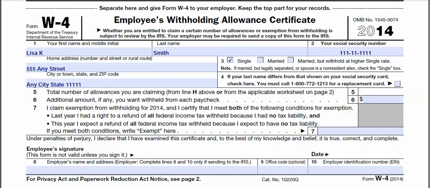So count the number of children and then count yourself, and then possibly count your spouse. So you could say if you have 3 children plus yourself plus a spouse, maybe you have 5 allowances. Now, if you put 5 allowances here, you're going to pay very little tax, if any at all, possibly 0 income tax with 5 allowances, depending upon the amount of money that you make every year. So you want to consider that before you put a number as high as 5 in this box.